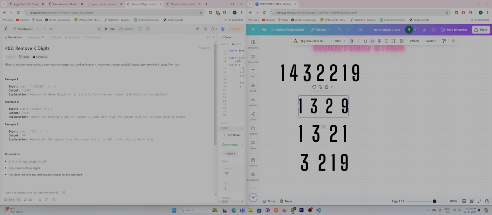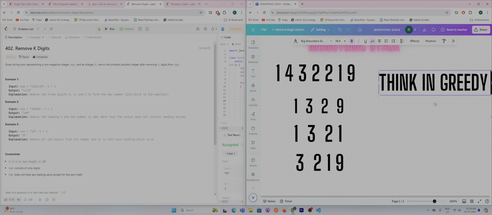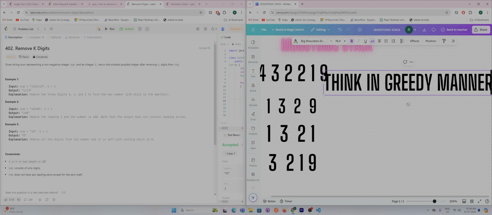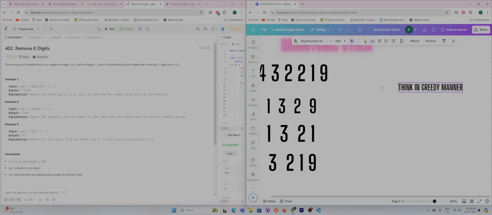Okay, so there is a pattern to be seen in all these kinds of problems. Let's just say this is 143219, and it says remove three digits from the number. So what are the 3 digits you can remove? Just think of it. This is 1, it's increasing, it's becoming 4, then it decreased again. Now if I have to remove 1 digit from this number, just think in the greedy manner. Take some hints right now, that we have to think in the greedy manner.